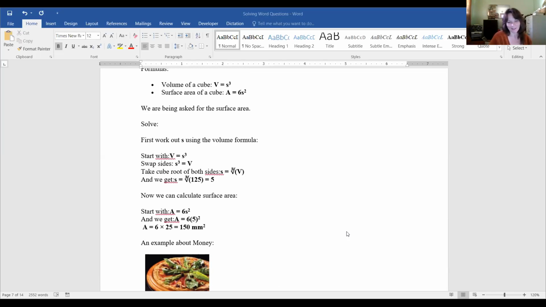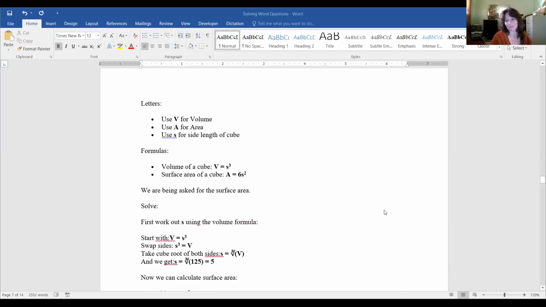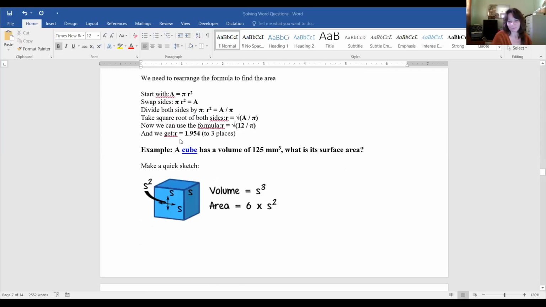Okay. Yeah, the key is to go back and read the problem. We want an area. Volume is always in cubic units. Area is always in square units. So since we're dealing in millimeters, we know the answer is going to be in square millimeters. That's something to keep in mind, and maybe write down right away. What am I after? I'm after some number of square millimeters.